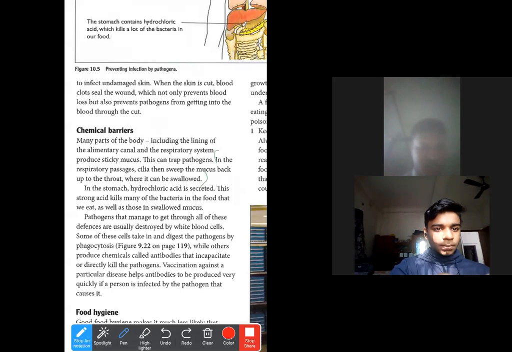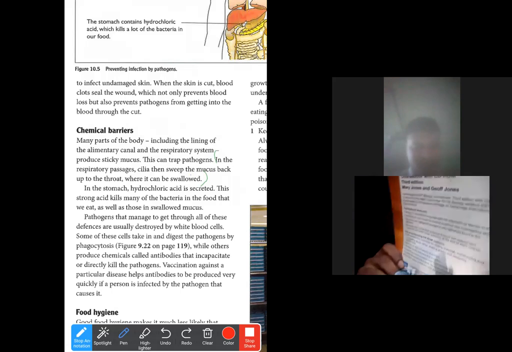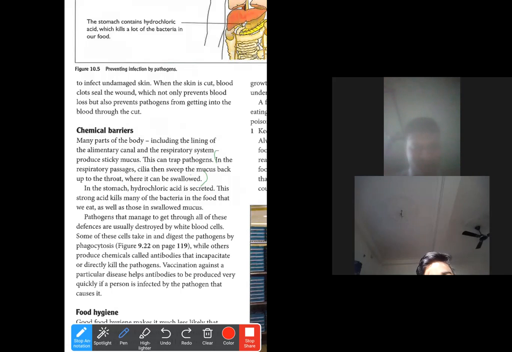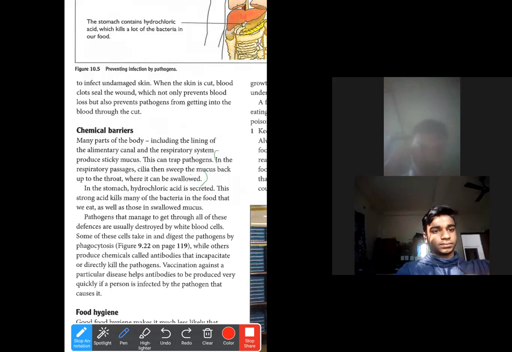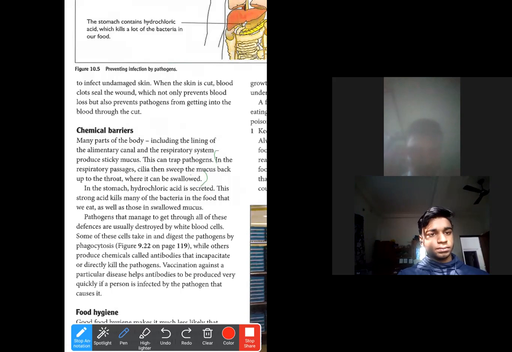Okay. In the respiratory passage, cilia then sweep the mucus back up to the throat where it can be swallowed. Swallow means what? So there are two ways that we can eat anything. First we chew it, then we swallow it, right? First we chew anything with the help of our teeth, and then we swallow it. Swallow it means what? Swallow it means pushing the food, the half digested food through our throat, right? So that is called swallowing. Okay, Rupanjan. So the mucus is very sticky and slimy.